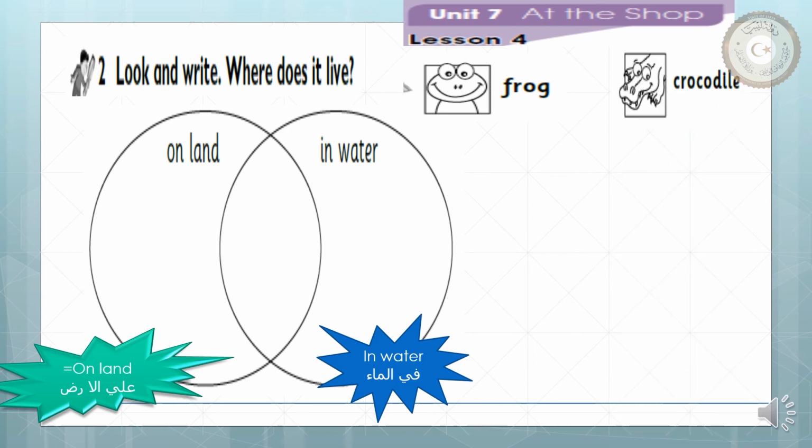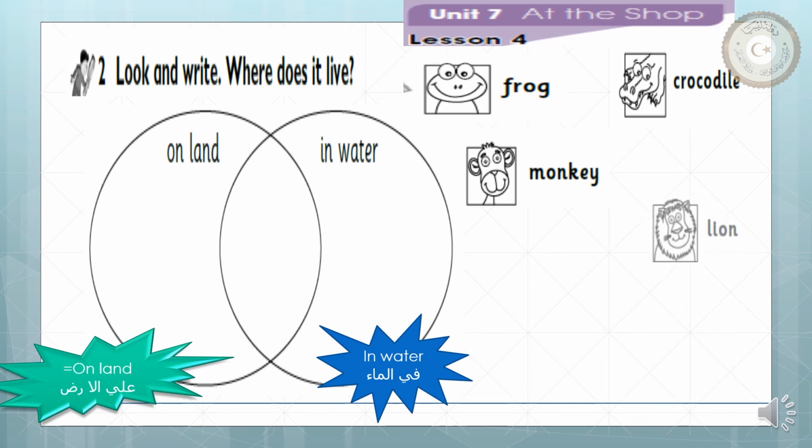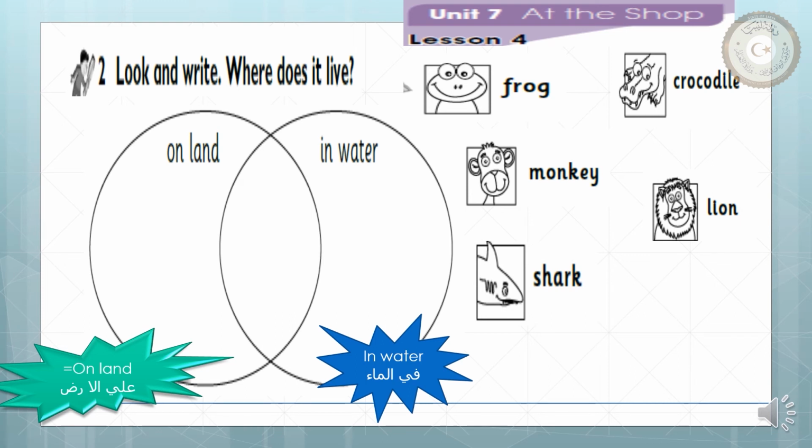Crocodile. Where does it live? Monkey. Remember, monkey can climb trees. Where does it live? Lion. Do you think lion can swim in the water? Shark. It's a big fish.